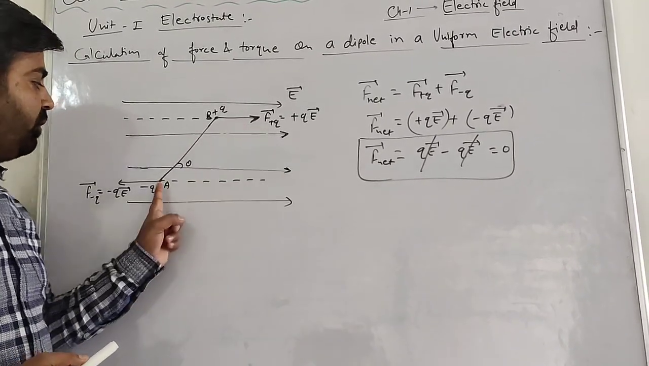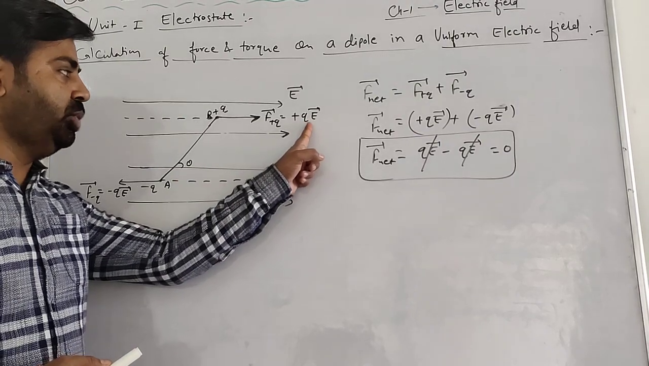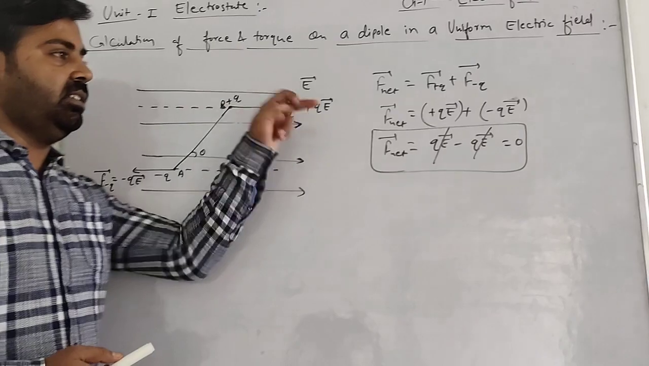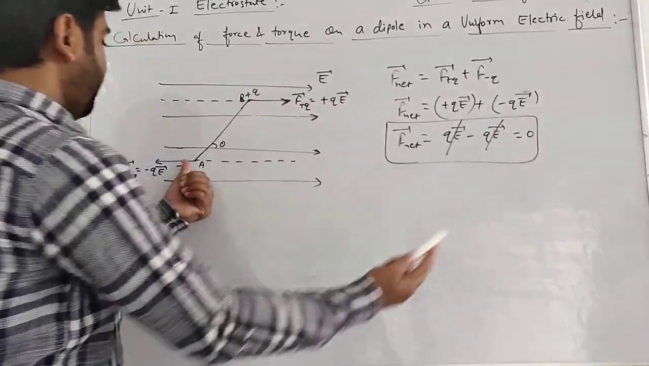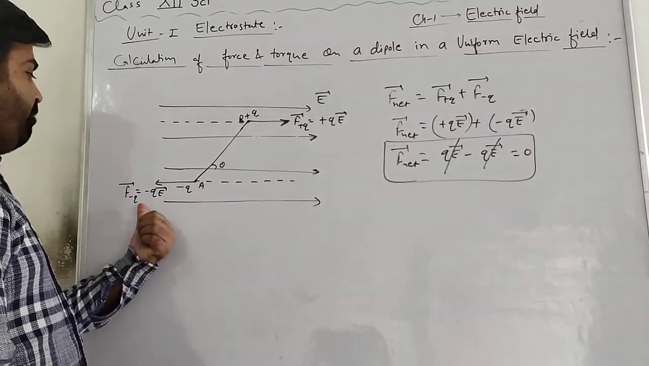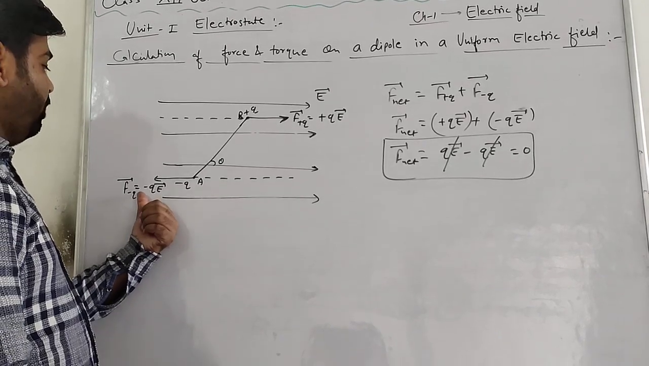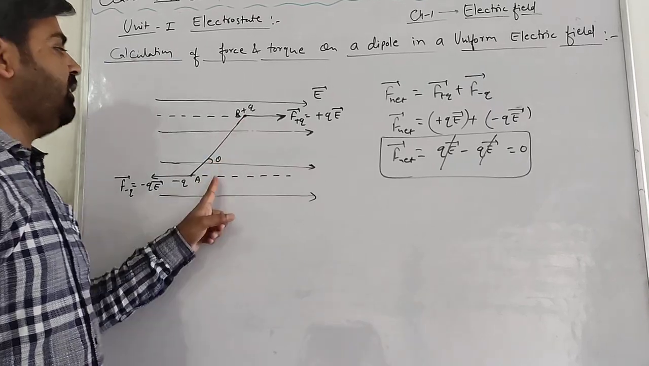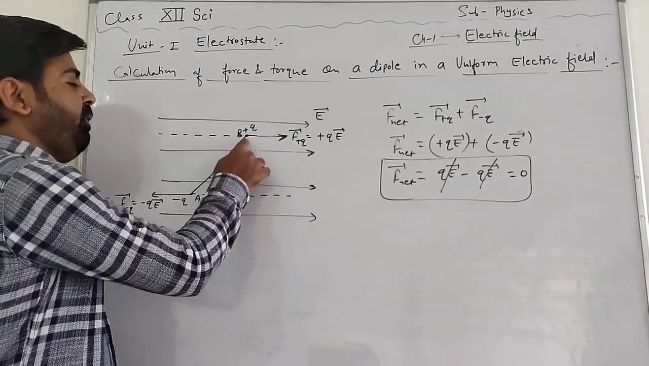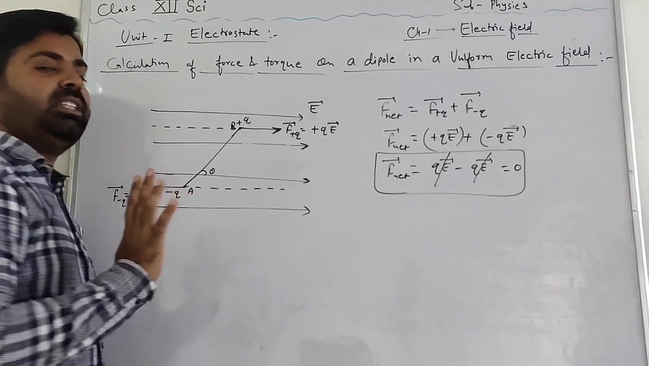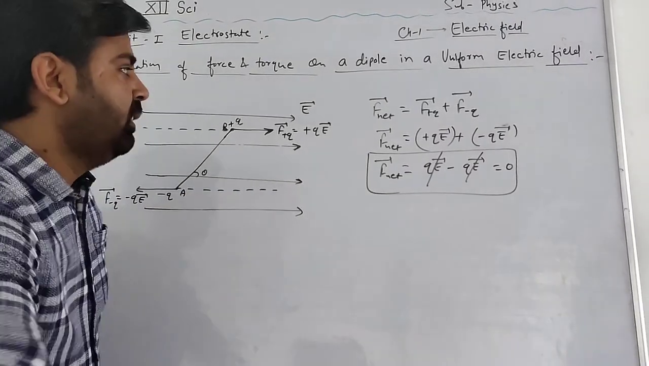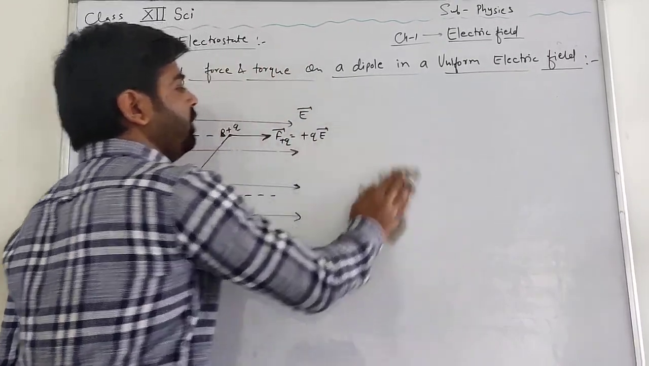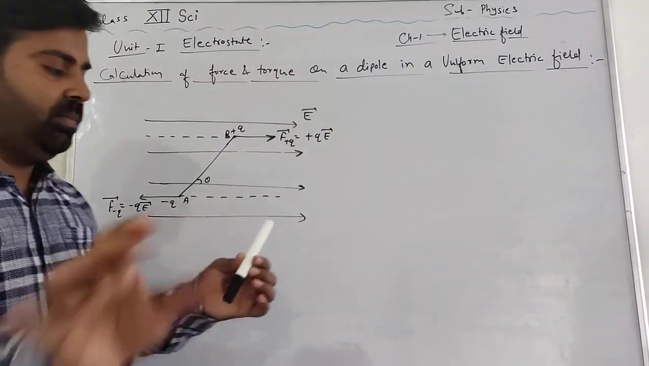Here both forces have magnitude qE, but their directions are different. The F plus q direction is to the right side, and at minus q, the F minus q vector direction is to the left side. So both forces are in opposite directions and their lines of action are different, so they make a couple. So now we calculate the torque exerted on that electric dipole.